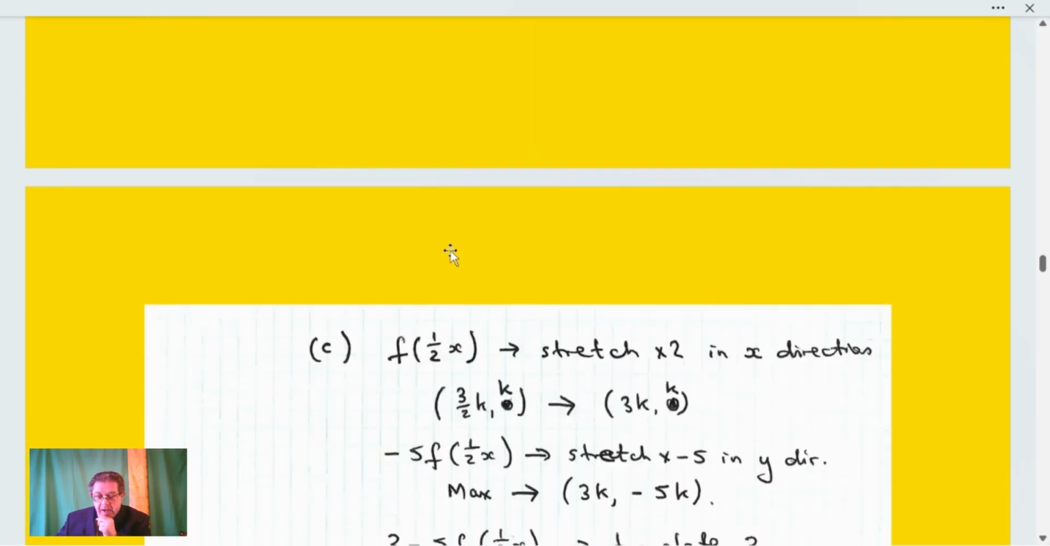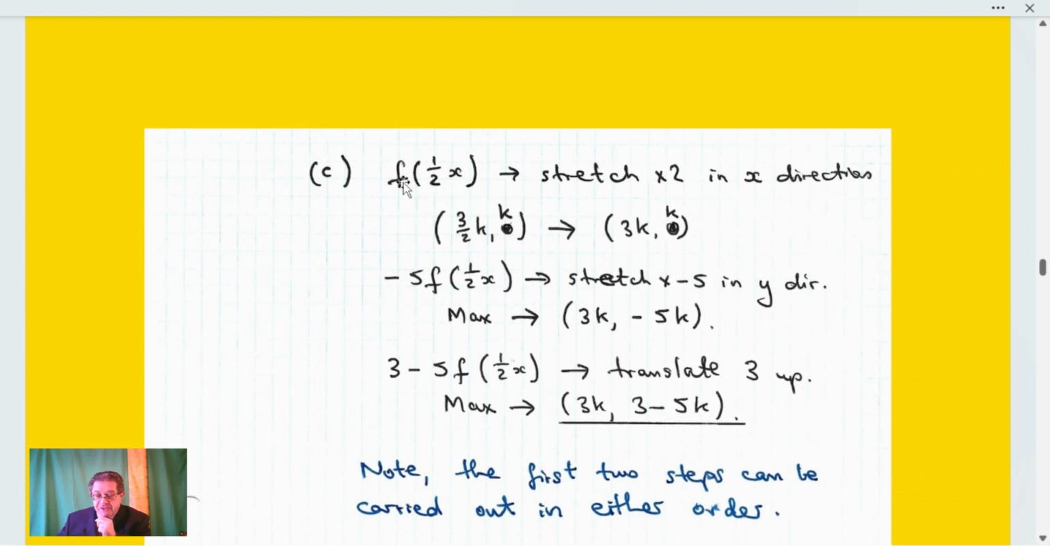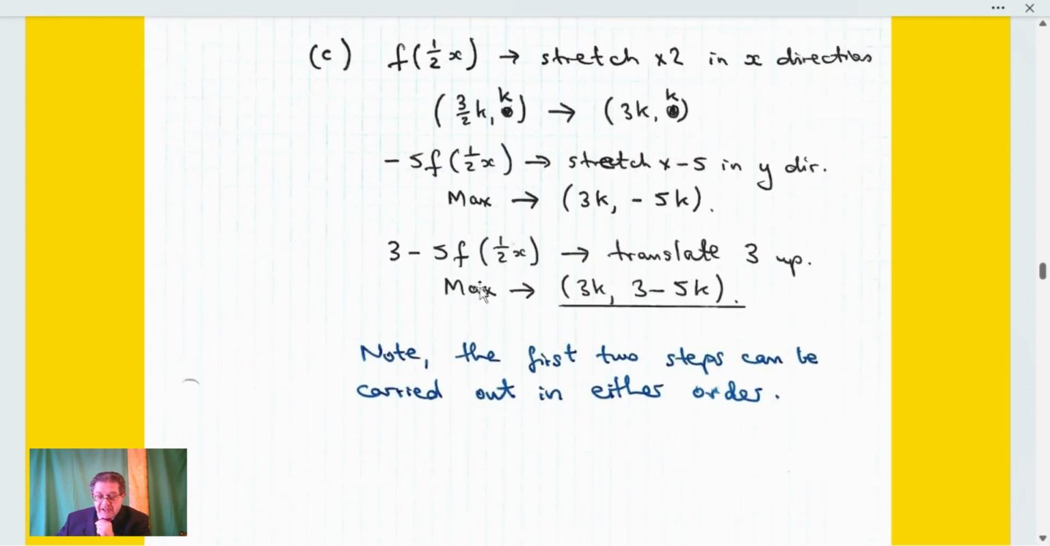So we start. Replacing x by a half x is a stretch times 2 in the x direction. That means the vertex 3 over 2k, k will go to 3k, k. We're then multiplying by minus 5, which is a stretch times minus 5 in the y direction, so the vertex goes to 3k, minus 5k, and then we're adding 3, which will translate the graph 3 units upwards. So we end up with 3k, 3 take 5k as our maximum turning point or vertex.